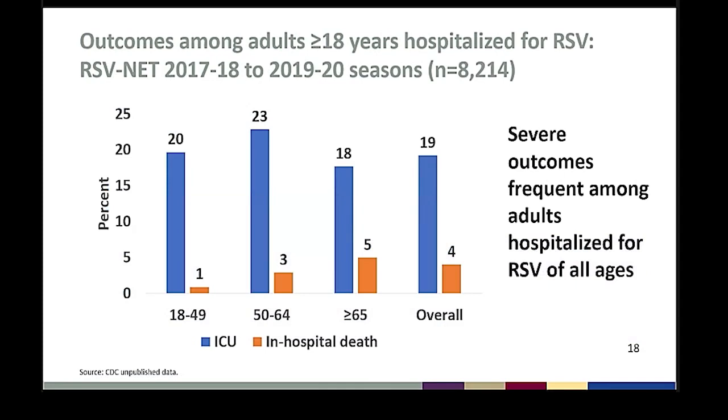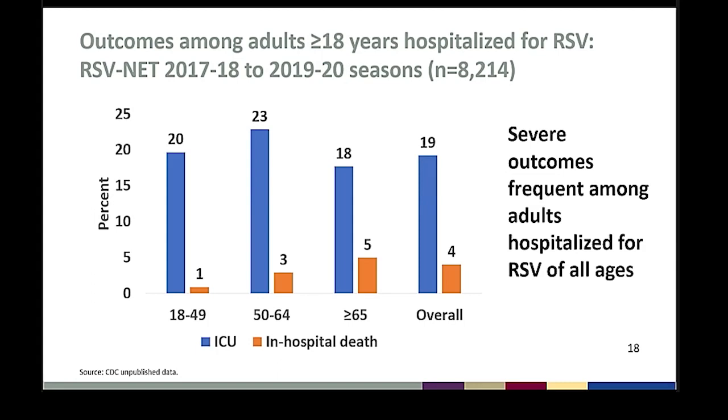So the last few slides have talked about specific populations that are at high risk for severe RSV disease. Overall, however, among all adults hospitalized with RSV, a large proportion are severely ill, as measured by the proportion admitted to the ICU and the proportion who died. In these RSVNet data from over three seasons, we see that about 19% of all hospitalized adults of all ages are admitted to the ICU, and 4% died.